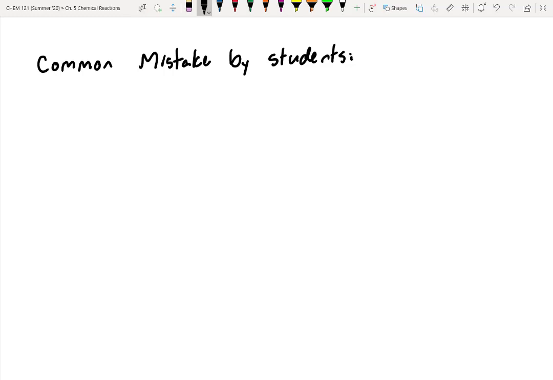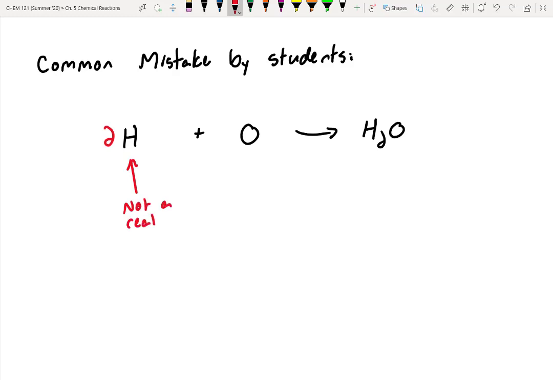Well, a lot of students would say, all right, I'm going to combine hydrogen and I'm going to mix that with oxygen and I'm going to make water, which is H2O. This is not correct. Why is it not correct? Well, first of all, it's not balanced. So a student might say, well, now is it correct? Still not, right? Because this is not a real reagent.